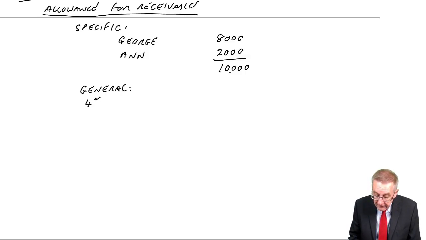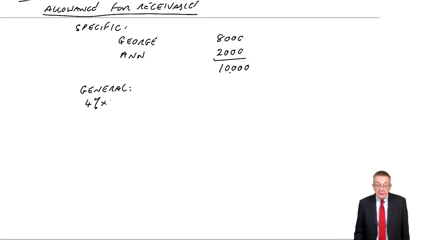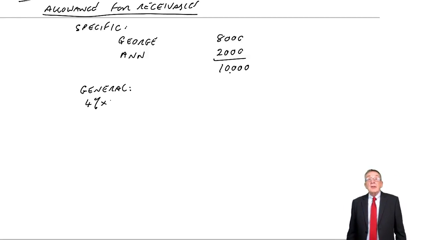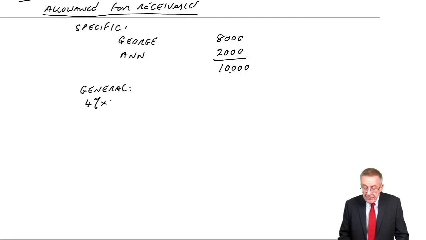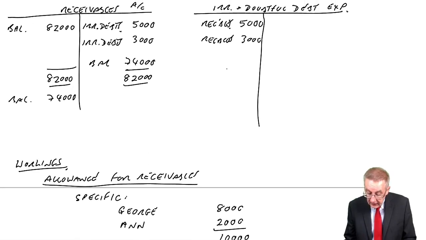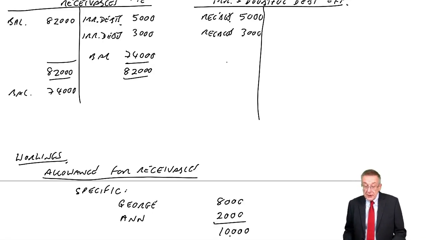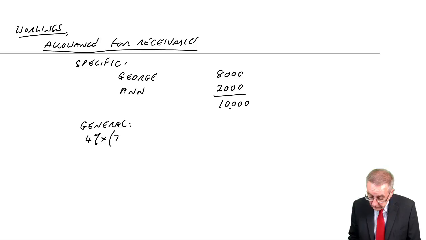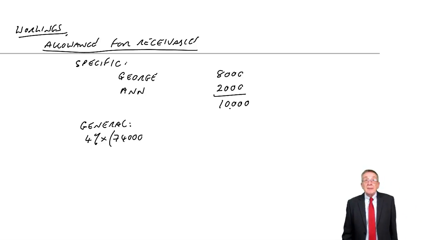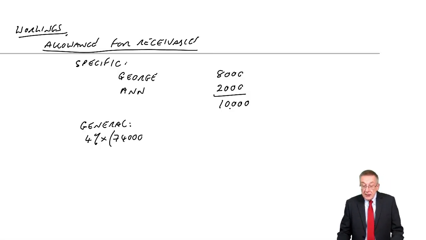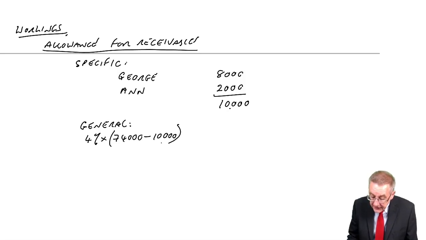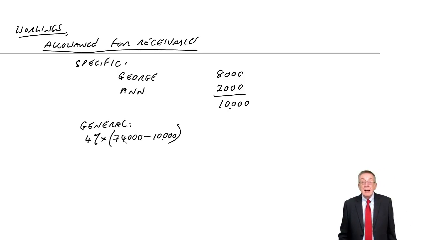It's not hard arithmetic, but too many people make a silly mistake. The general allowance is always whatever percent you're told, here 4%, of those receivables that we think are okay. What I mean is the total receivables on the receivables account, having removed the irrecoverables, is 74,000. However, we already know that 10,000 of those, we know there's a problem, the specific allowance. And so the other 64,000 we think are okay, but to be safe, we're going to have this general allowance.